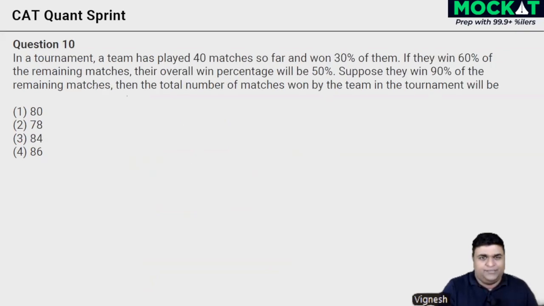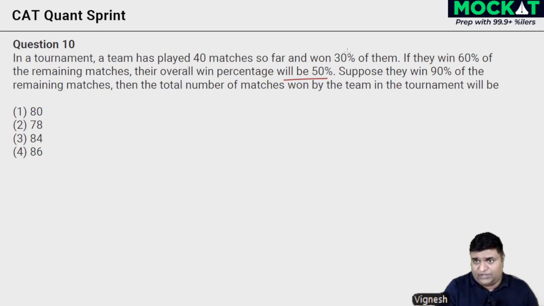On to question 10. In a tournament, a team has played 40 matches so far and won 30% of them, okay? If they win 60% of the remaining matches, their overall win percentage will be 50%. They won as much as they've lost, okay? Suppose they win 90% of the remaining matches, the total number of matches won by the team in the tournament will be how much? There are 2-3 ways of doing it. I've solved this question in the past. This is a CAT question. I'll use a different approach right now. I mean, generally we like to use variables, so let's go for that.